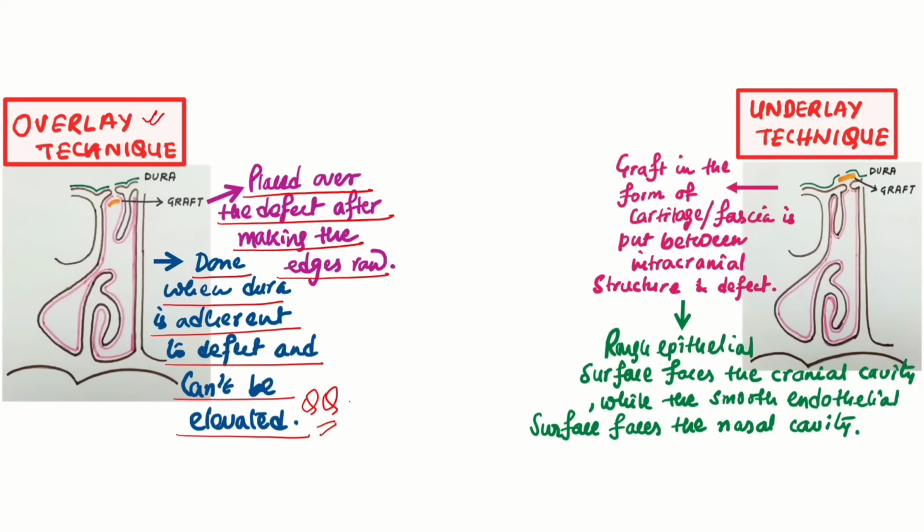Whereas in the underlay technique, the graft, in the form of cartilage or fascia, is put between the intracranial structure and the defect. Very importantly, the rough epithelial surface faces the cranial cavity, while the smooth endothelial surface faces the nasal cavity. This is underlay. So overlay, underlay.